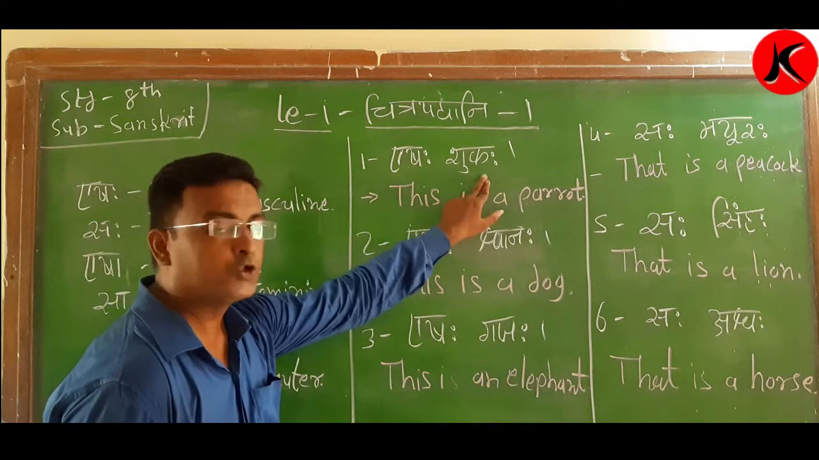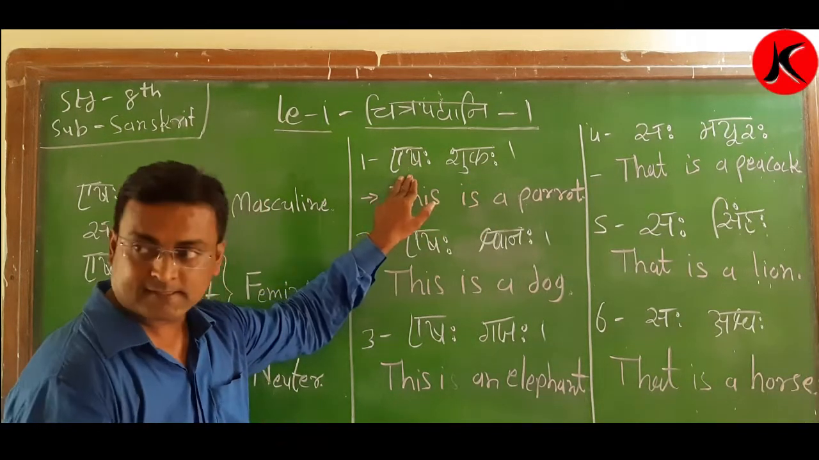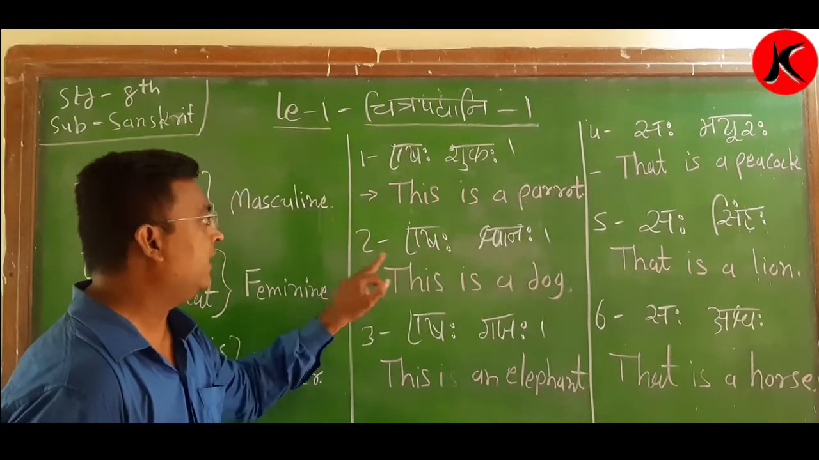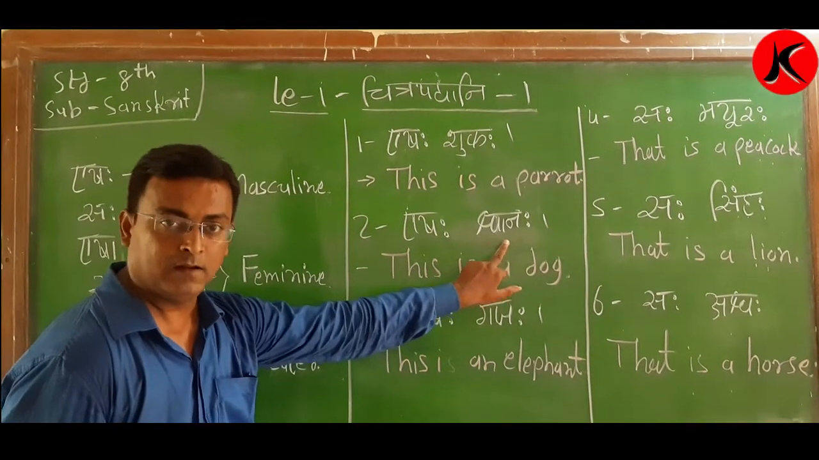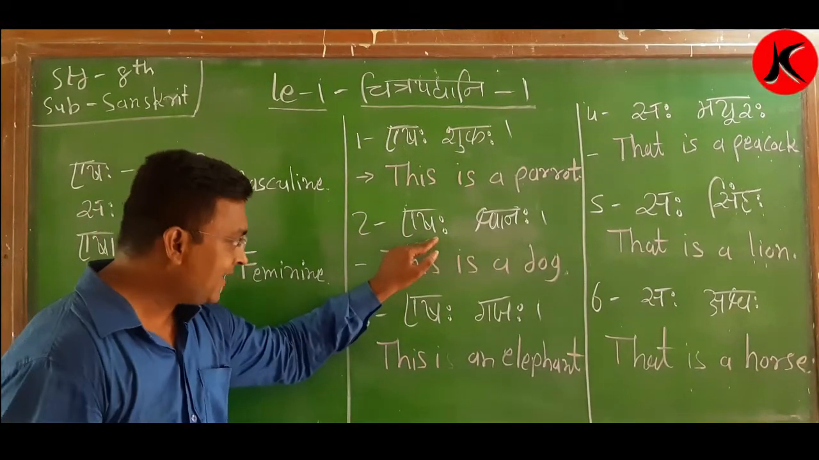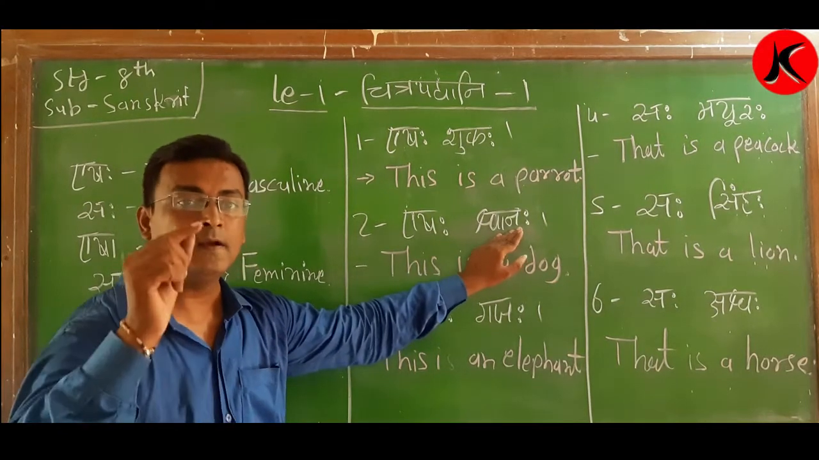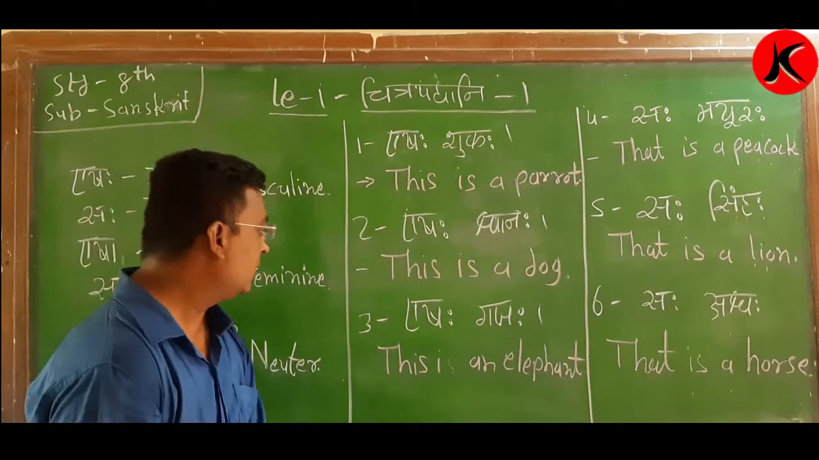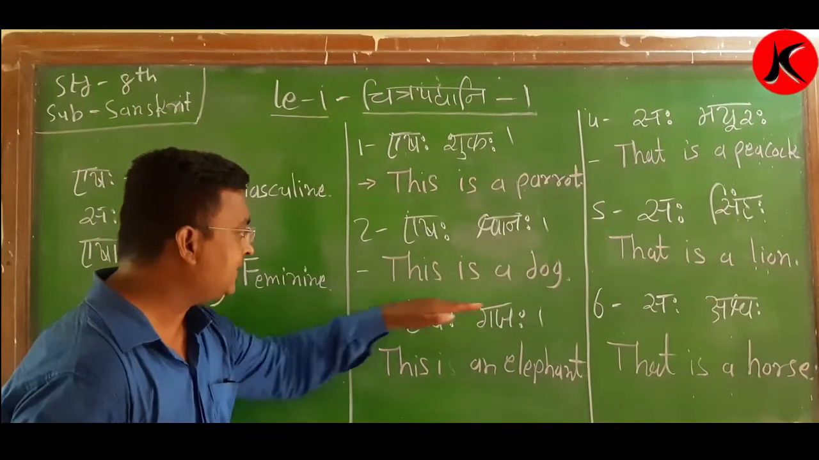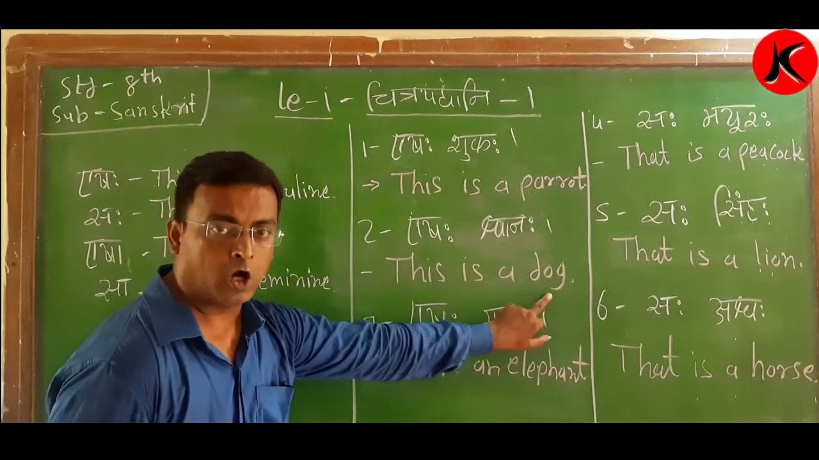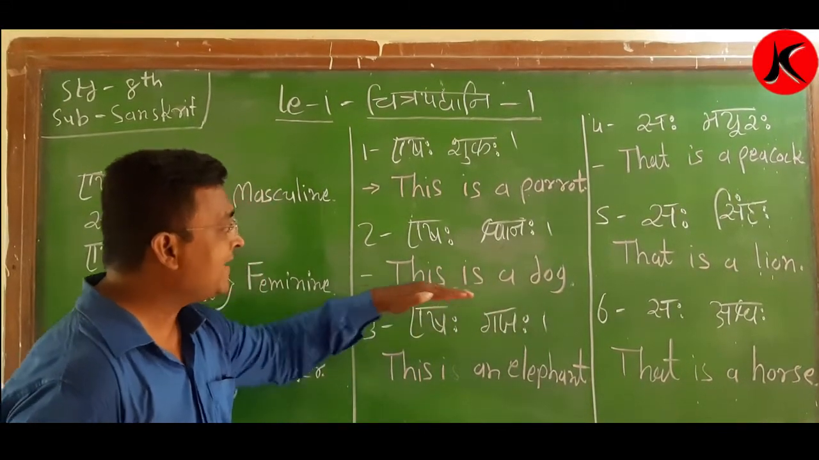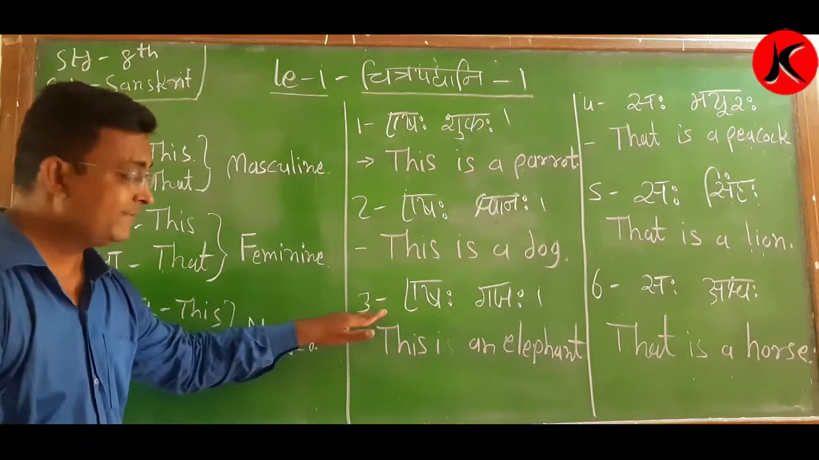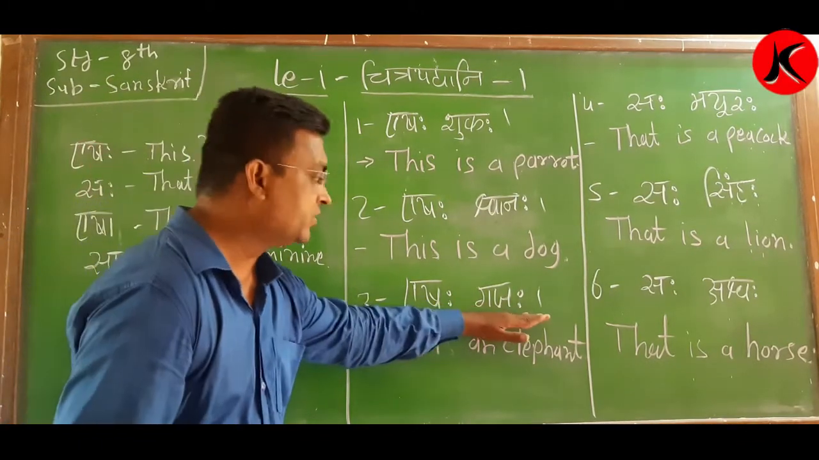So Esha Shukah. Esha means this and Shukah means parrot. The second one is Esha Shvanah. Esha means this and Shvanah means dog. Dog यानी कुत्ता, हम सब जानते हैं. So the English meaning is this is a dog. Why here this? Because Esha. Clear?